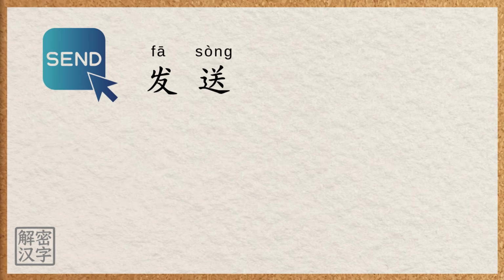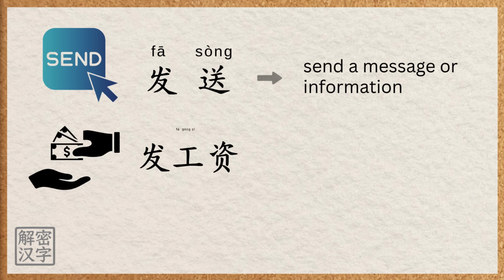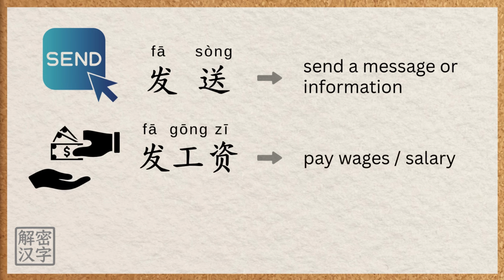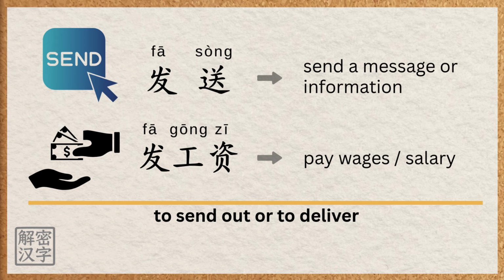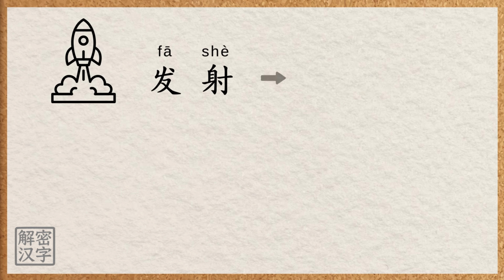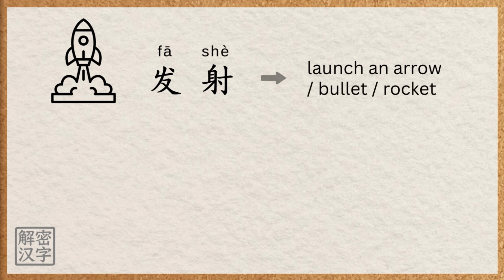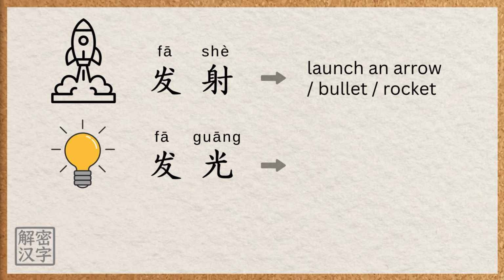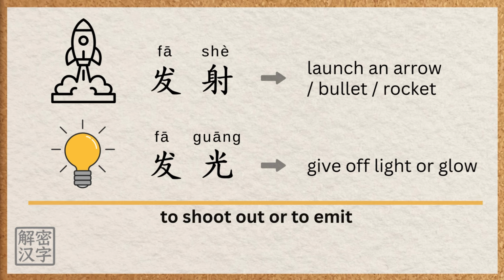发送 means send a message or information. 发工资 means pay wages or salary. Here, fa means to send out or to deliver. 发射 means launch an arrow, bullet, or rocket. 发光 means give off light or glow. Here, fa means to shoot out or to emit.